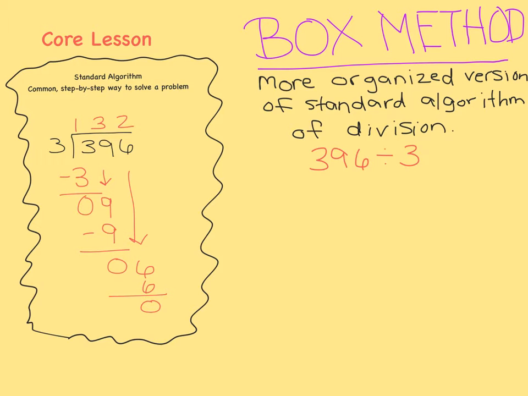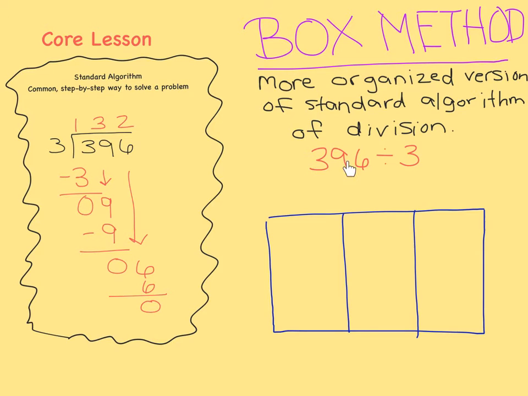Box method is just a more organized version of standard algorithm of division. Let me show you. In this problem, we're dividing from a 3-digit number, so we're going to draw a box with 3 columns. I'm going to write each digit from my number in a different column. And the number I'm dividing by goes on the outside. Now we're going to play a game. How many groups of 3 go into 3? Well, that's just 1. So I write 1 group on top of this column. 1 group of 3 is 3, so I'll write that inside the column. And I'm going to subtract. Zeros make me happy. That means we can move on to the next column without doing anything else.